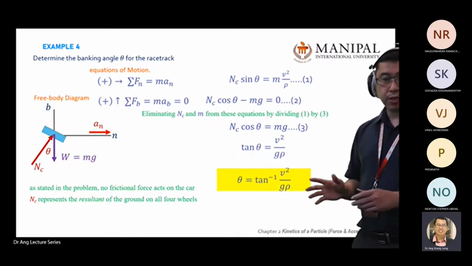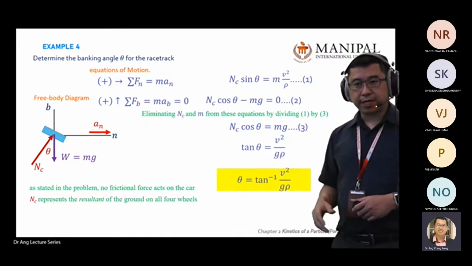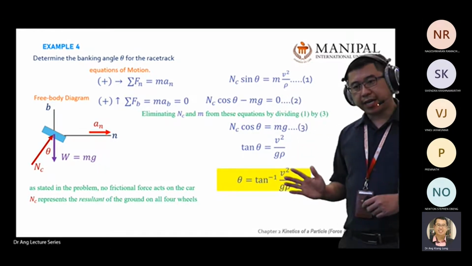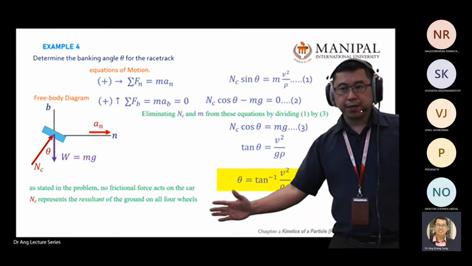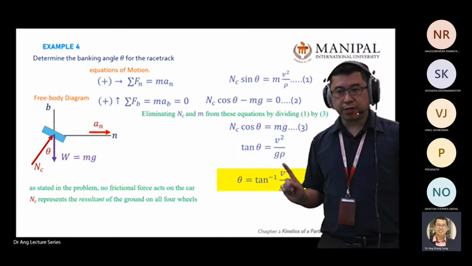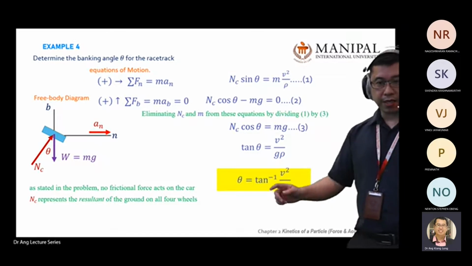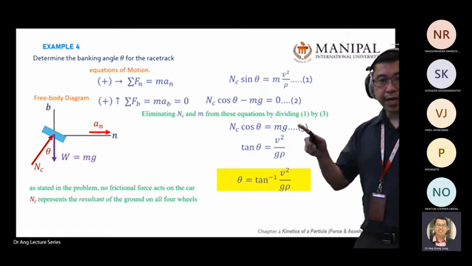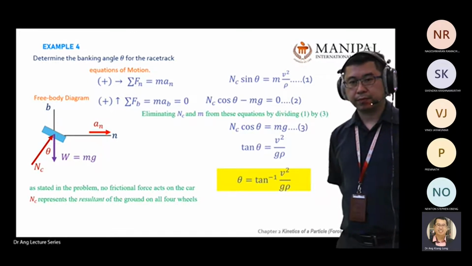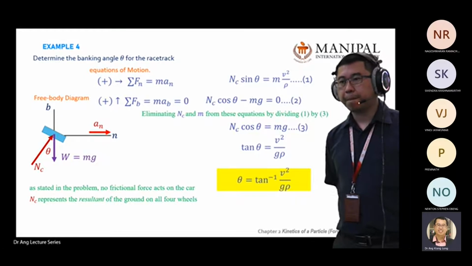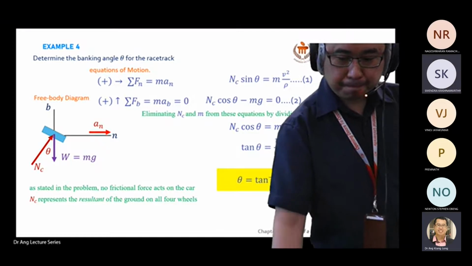So this one can extend to an application question. Okay, this is a derivation question, but it can extend to application where in section B, after you solve for this equation, it will give you some values for the velocity and the radius of the track. You can find the angle of the racetrack. Okay. Any question for example 4? Any question? Clear? Yeah, clear, sir. Good. All right.